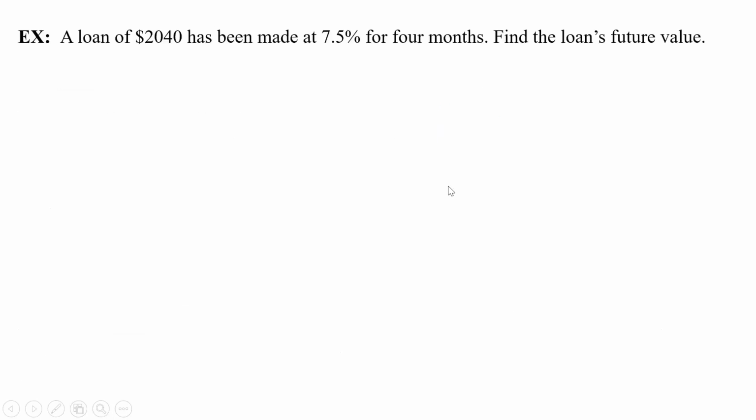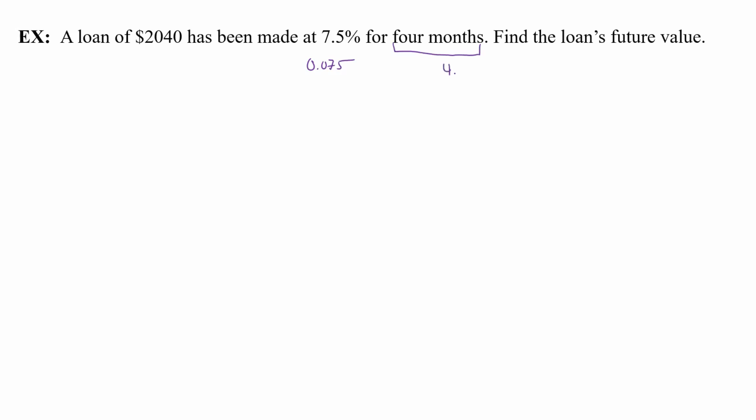All right, so let's say we have a loan of $2,040 that has been made at 7.5% for 4 months. Find the loan's future value. Okay, so here are a couple of things. Remember, we have to convert this to a decimal, 0.075. These have to be in years.